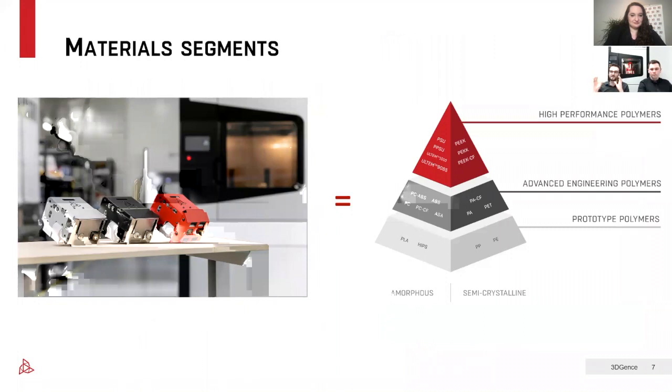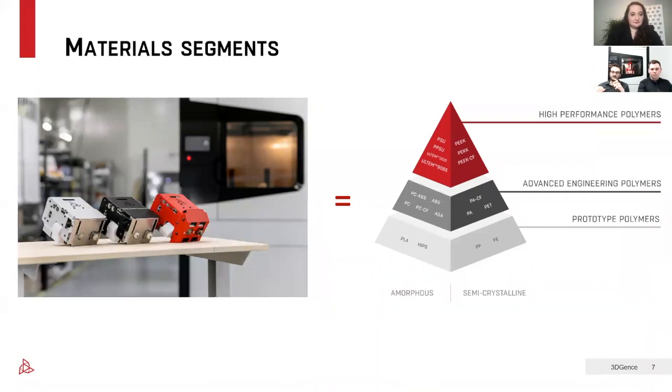So maybe let's start with how the pyramid is actually divided, because it's split in two different ways. One division is almost purely driven by a physical property of the material, and that would be the separation to amorphous materials and semi-crystalline materials.